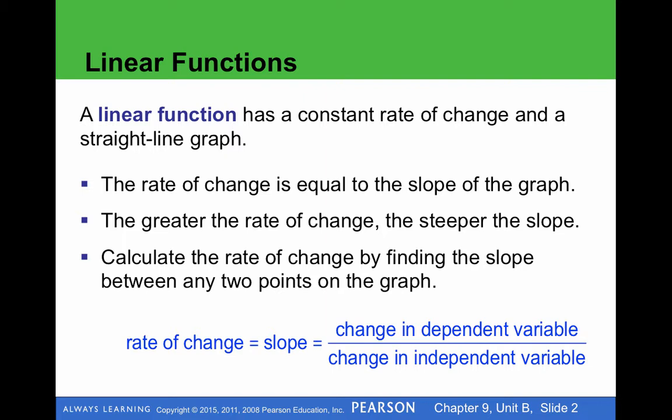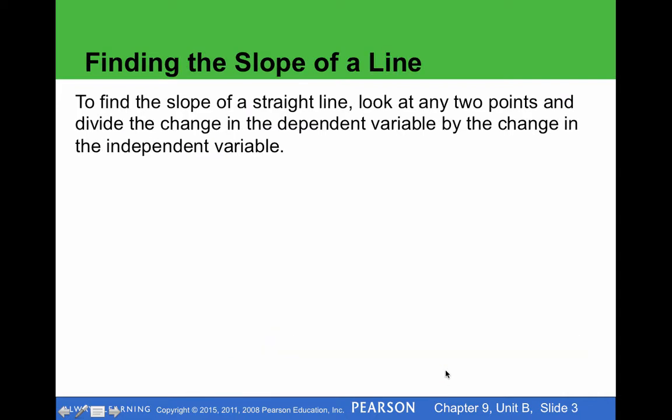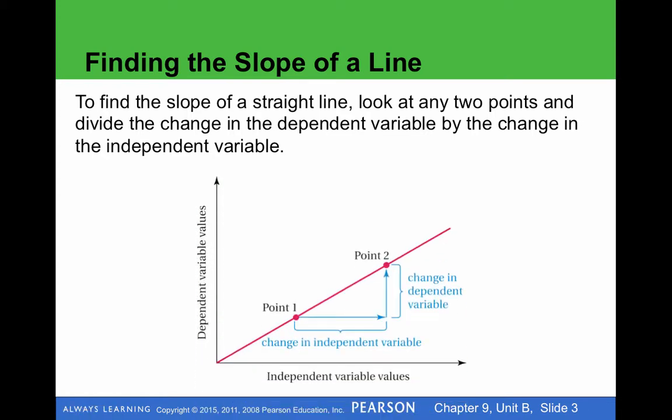To calculate the rate of change, by finding the slope between any two given points, we look at the change in the dependent variable, which is our change in y, divided by our change in our independent variable, x. You may have seen y2 minus y1 over x2 minus x1. Same idea here; we're just describing it in a less algebraic way. You also might have heard that slope is rise over run. Remember, the dependent variable is our y, so that's our rise over our run, which is our horizontal change, our change in x. So to find the slope of a straight line, you look at any two points and divide the change in the dependent variable by the change in the independent variable.